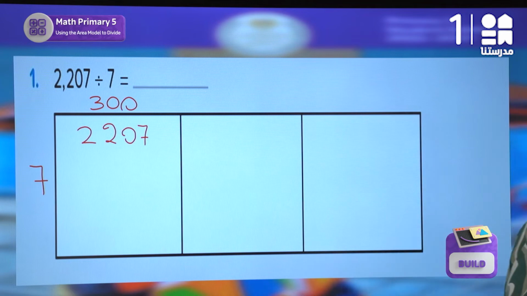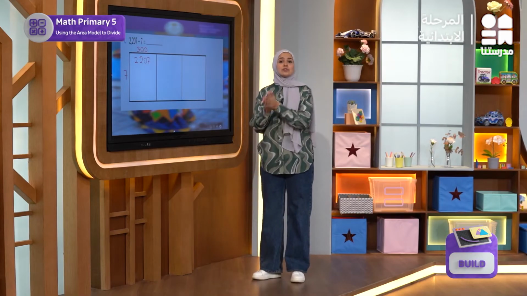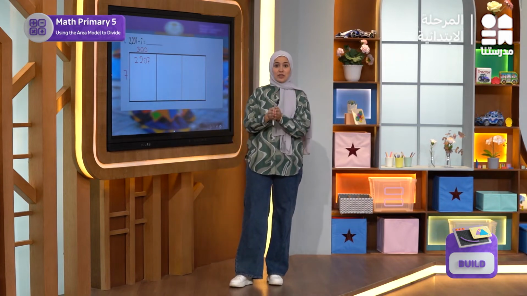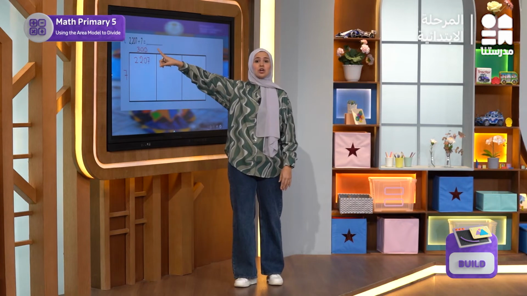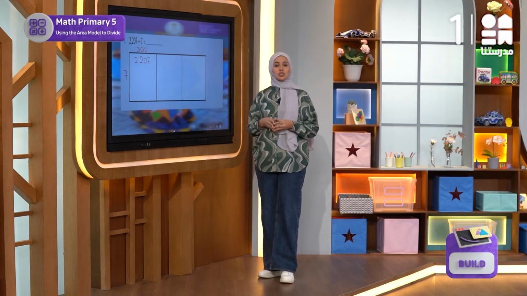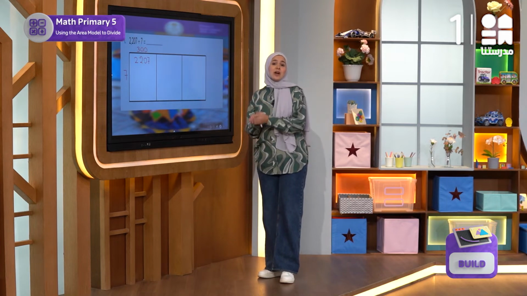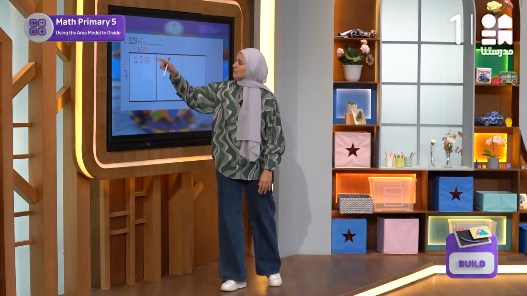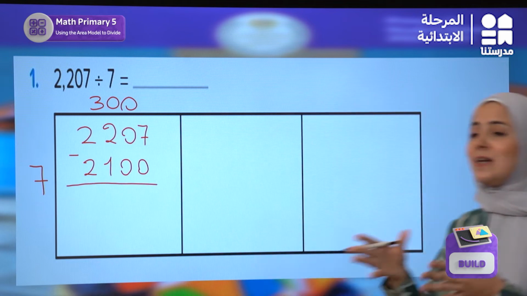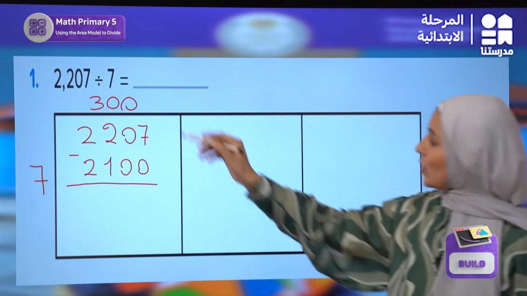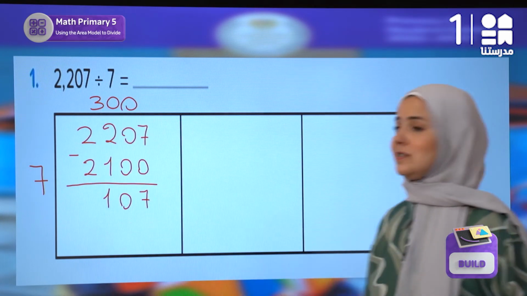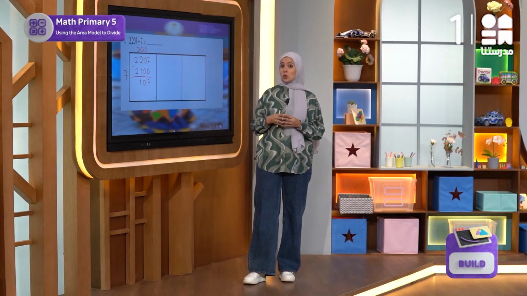And as we said, 300 times this number, which is 7, gets a close answer to the dividend. So I'm writing the 300 here above the box. Then what do we do? We are going to subtract 2100 from what? From this. So I'm going to write here 2100 and I'm going to subtract. Let's subtract. What do I see? This is 7, this is 0, this is 1, and this is what? 0. So that's close.